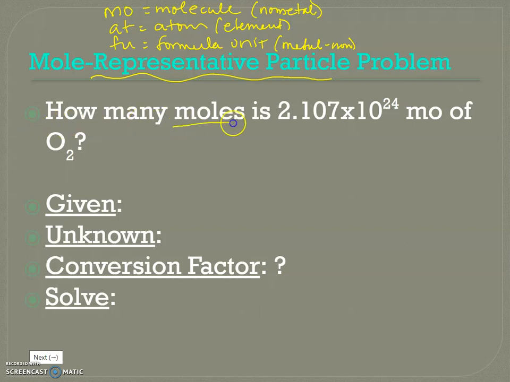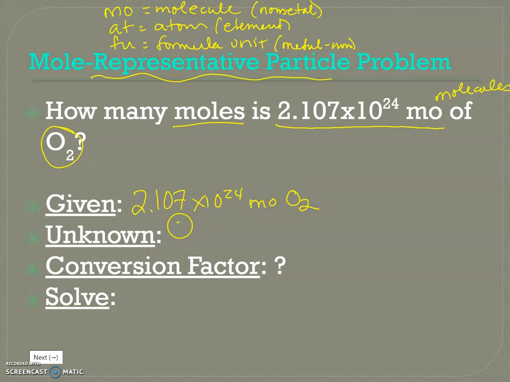It asks, how many moles is 2.107 times 10 to the 24th MO, which is molecules of oxygen gas. Oxygen is a nonmetal. So I'm starting with 2.107 times 10 to the 24th molecules of O2, and I want to know how many moles I have. I would definitely star, circle, highlight this. MO is molecule, which are the teeny tiny little things, and MOL is mole, like the amount. Please make sure that you don't confuse those two things together.